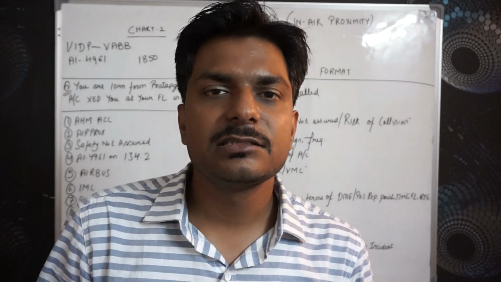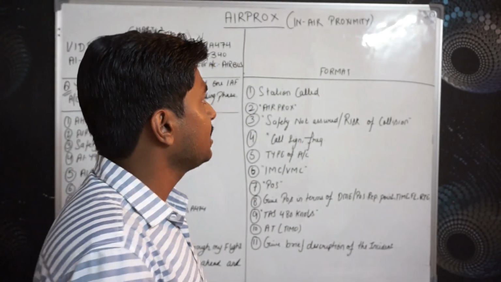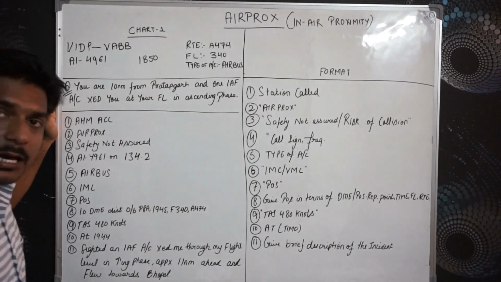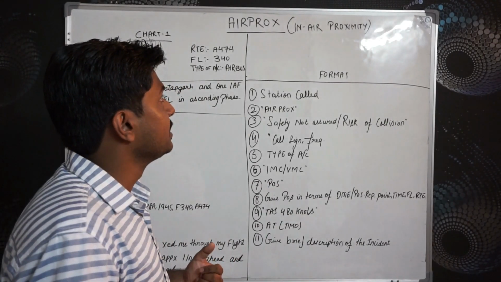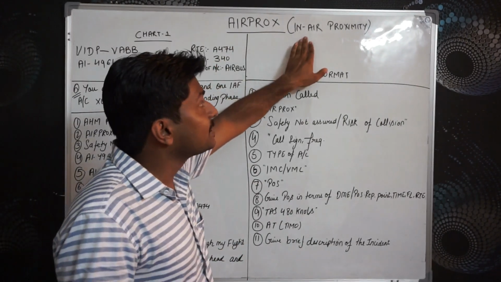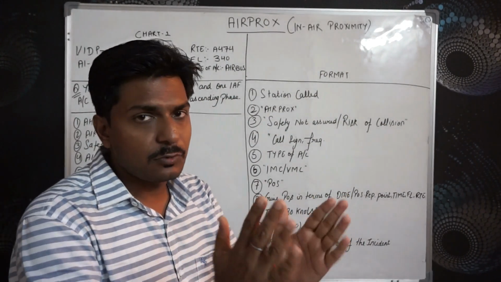So you can use that registration and you can give the report to the ATC. So let's find out the format. What is the format? You can see here I've written the format, and this part is the example. This is the format of the Airprox condition, and Airprox means in air proximity, means two aircraft are in proximity.